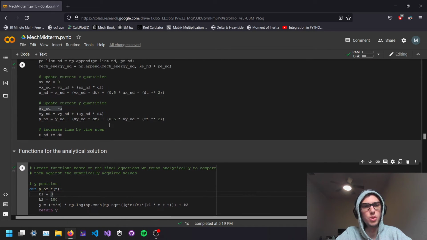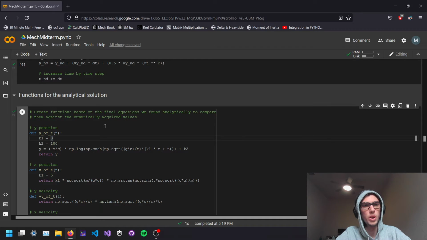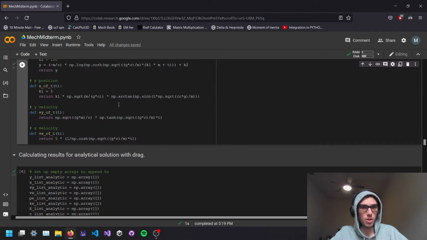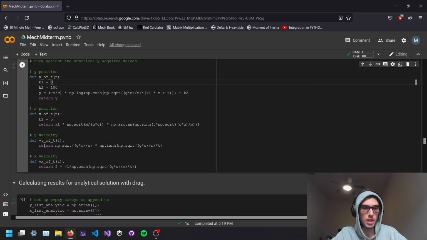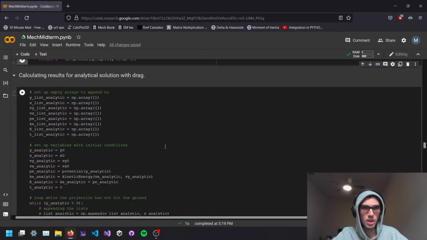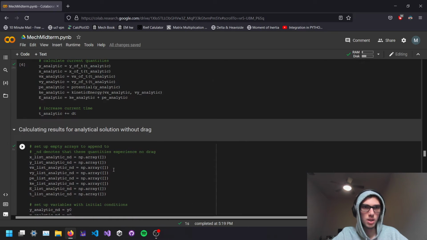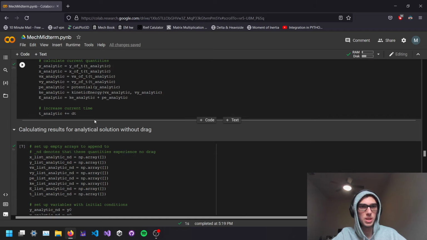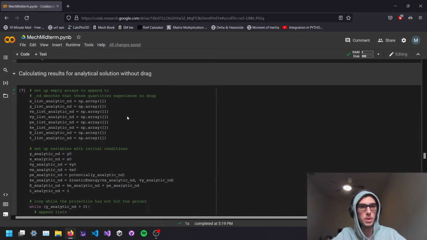And then we move on to this, which is just where we're putting the equations that we found all the way at the beginning into code so that we can analyze it alongside our numerical solution. So it's just our y equation, x equation, vy equation, vx equation. And then here, this is for with drag. This is for without drag. Again, just the analytical solutions. Nothing's happening here that isn't just crunching numbers, basically.